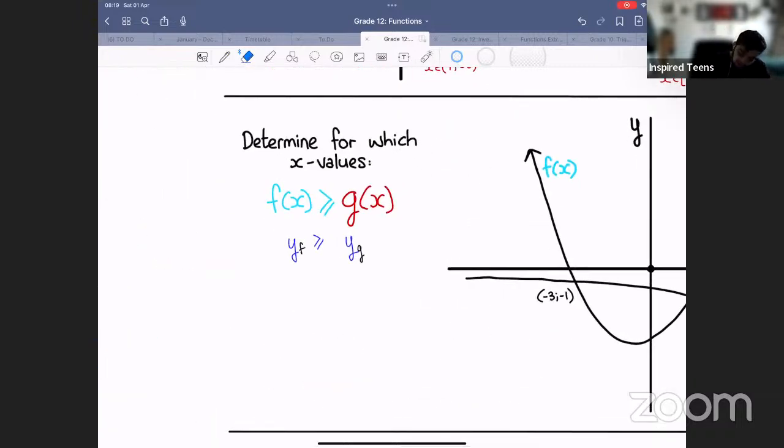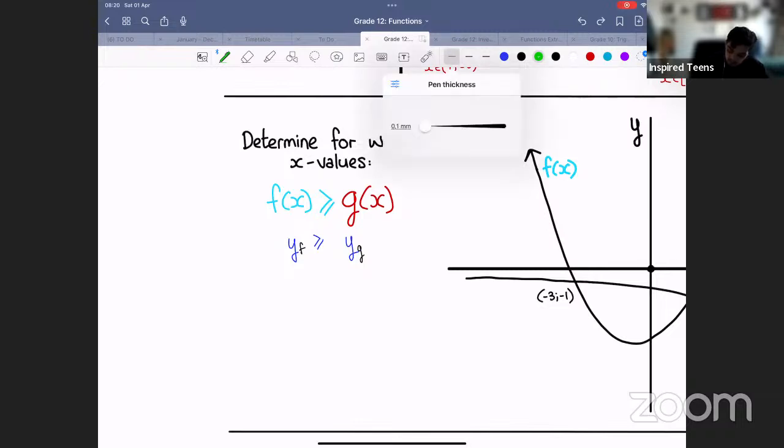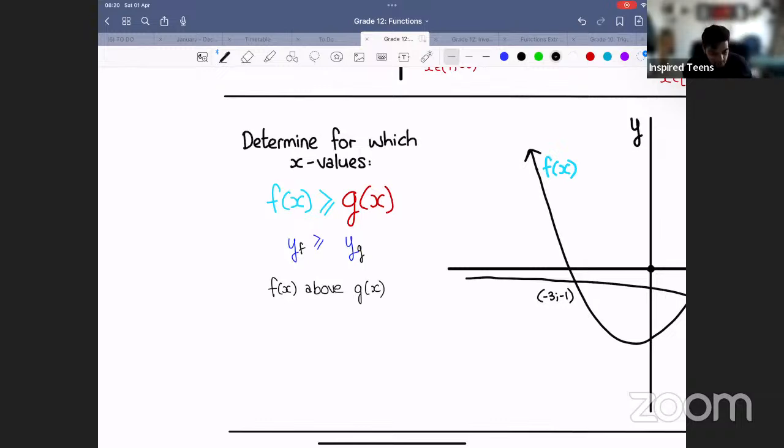When they are asking for x values for which f of x is greater than or equal to g of x, they are essentially saying, give us the x values for which the y values of f are above the y values for g. In that case, it basically means f of x above g of x. That's a bit more English, so that might make more sense to you, because that's what this represents.